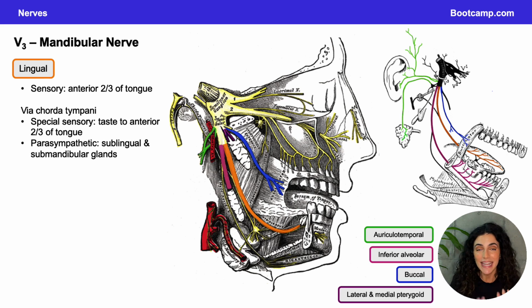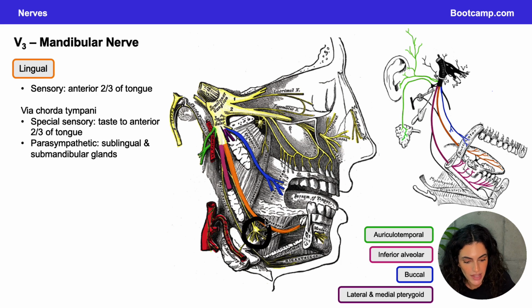So the chorda tympani needs to get to the tongue because it is going to carry the special sensory fibers that will go and innervate the anterior two-thirds of the tongue with taste. It's also going to carry some parasympathetic fibers that will then synapse in the submandibular ganglion that will then provide parasympathetic innervation to the submandibular and sublingual glands.